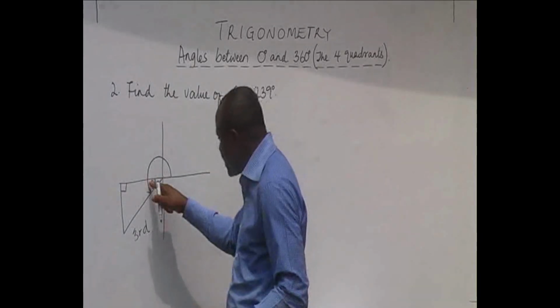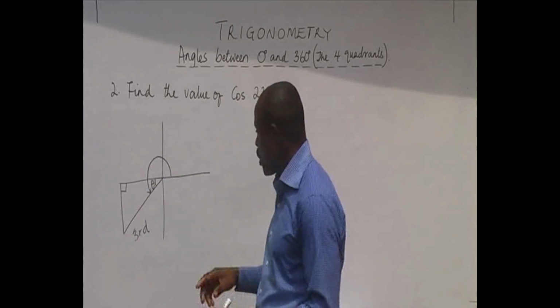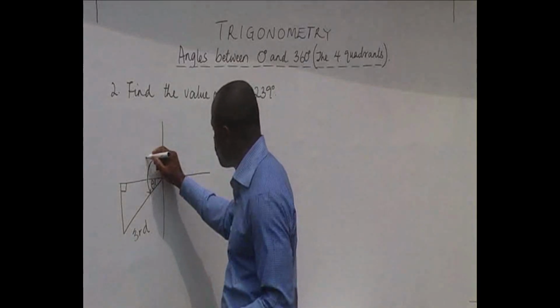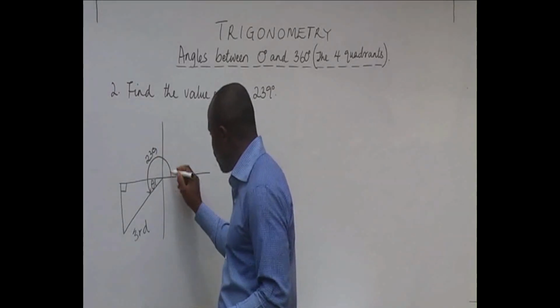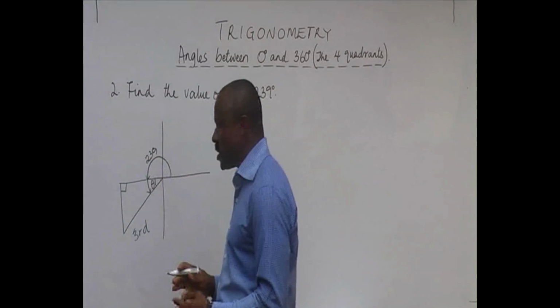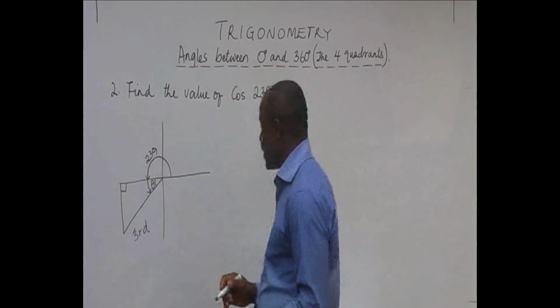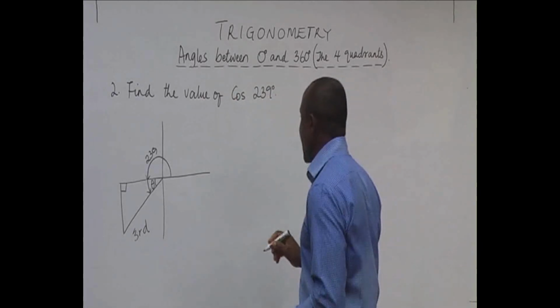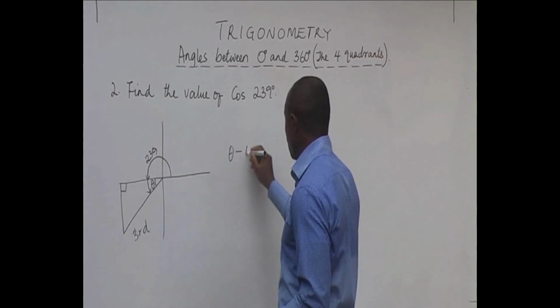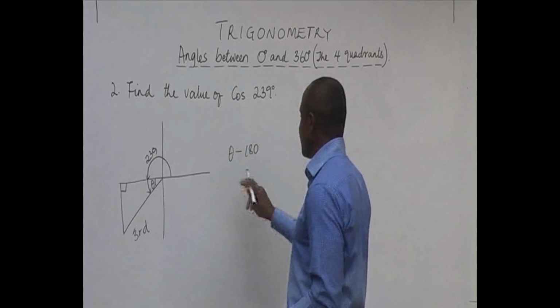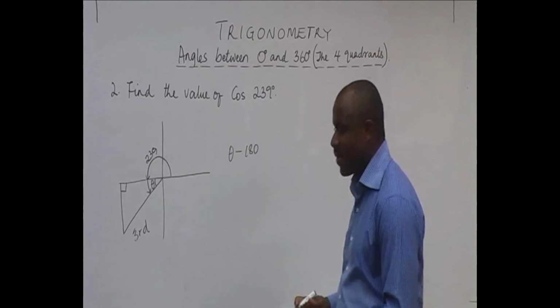So how do you find this equivalent acute angle? It's going to be the whole of this angle, which is 239, minus the angle from here to here, which is 180. So the equivalent acute angle there now is theta minus 180. And this is the law applicable in the third quadrant.